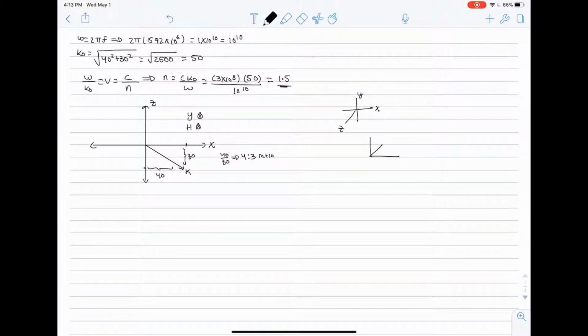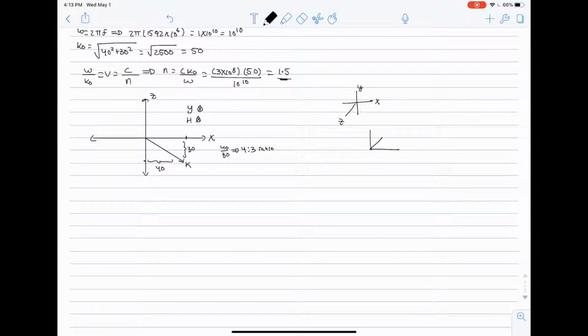And to figure out which quadrant the E1 vector is in, we use the right-hand rule. What the right-hand rule says is our K is our right thumb, and our H is our curled fingers of our right hand.